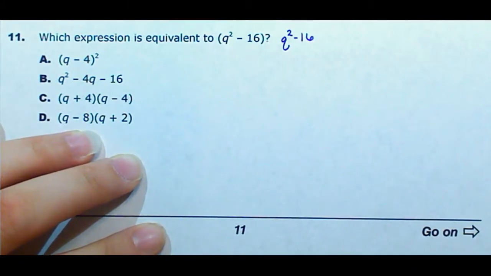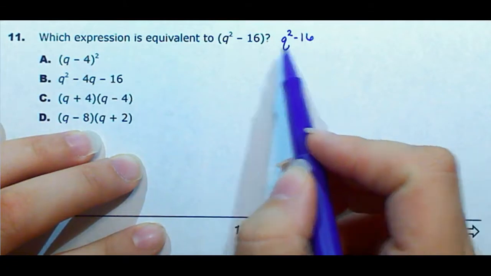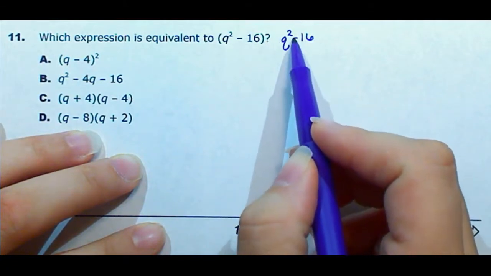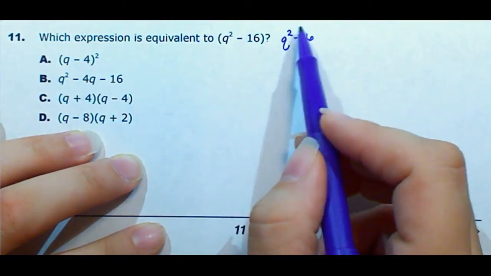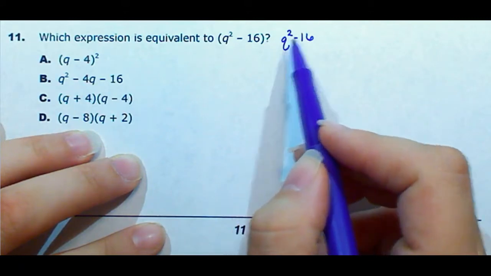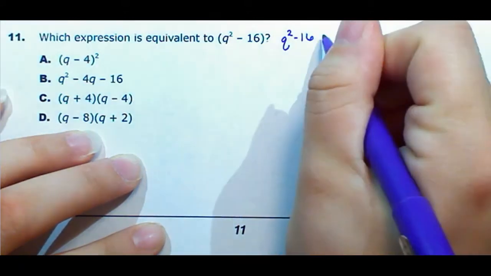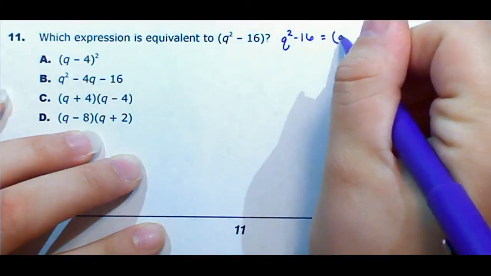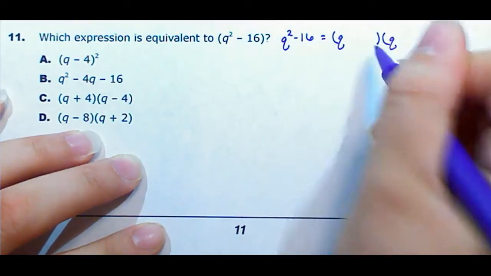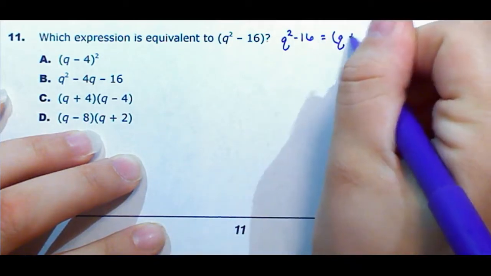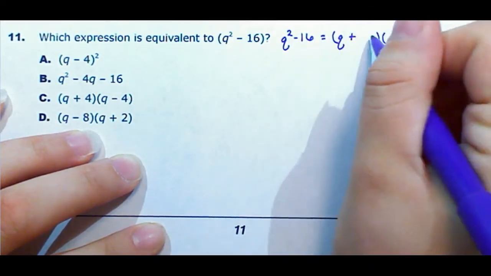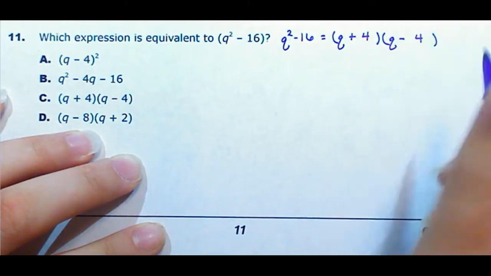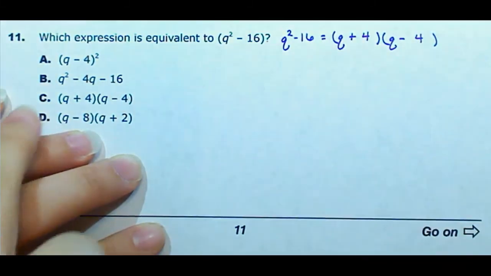The second thing to realize is that this is a special polynomial. It is actually a difference, meaning subtraction, of two perfect squares. q squared is perfect and 16 is perfect. So if you recall how to factor this, it would be q times q, plus and minus, and then 16 would be 4 times 4. So that would be the correct answer, meaning C.